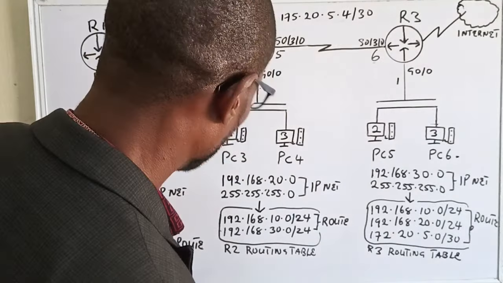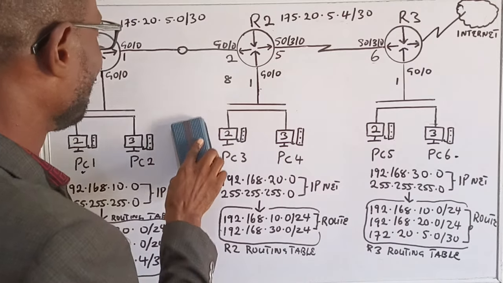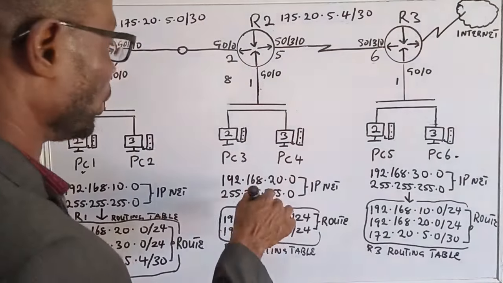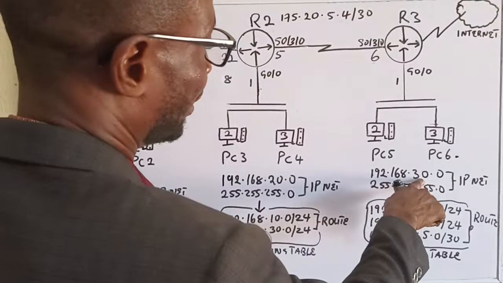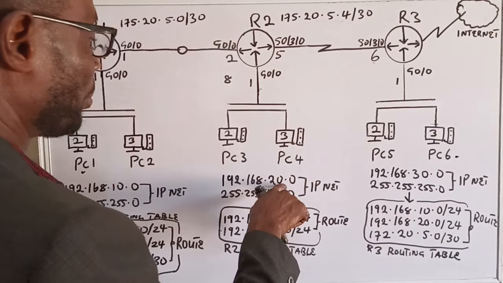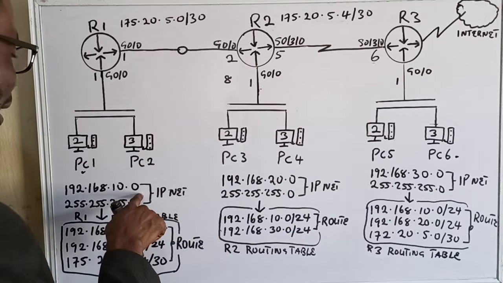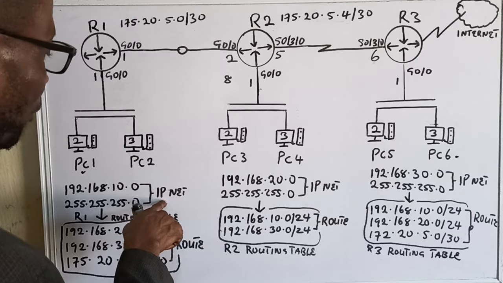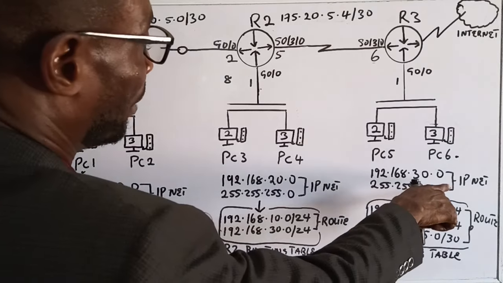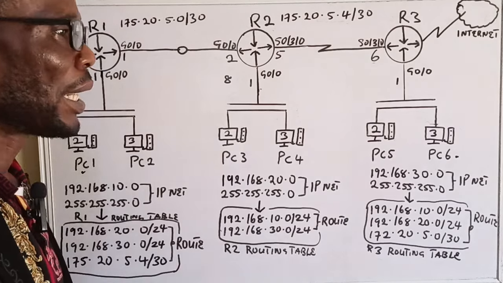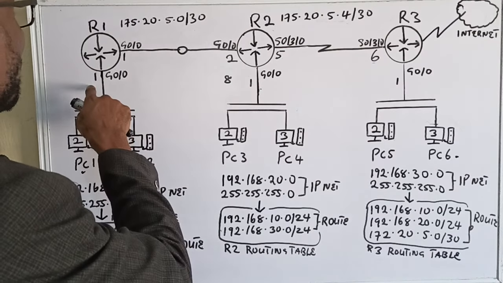So that is it. This is the IP of this. This is the class C IP of this LAN. This is the class C IP of this LAN, and this is the class C IP of this one. You can see here I put IP network, IP network, IP network.